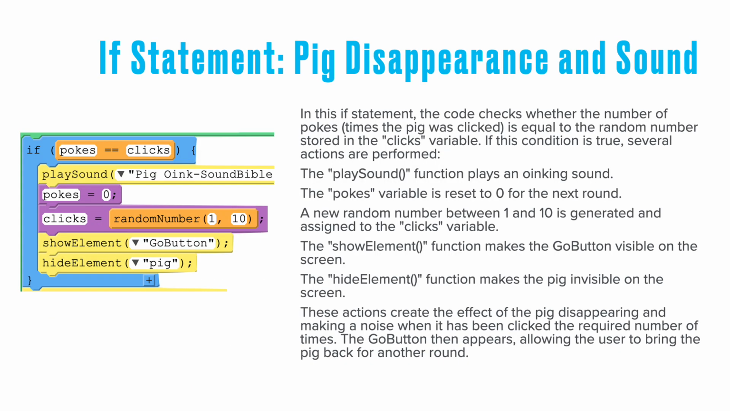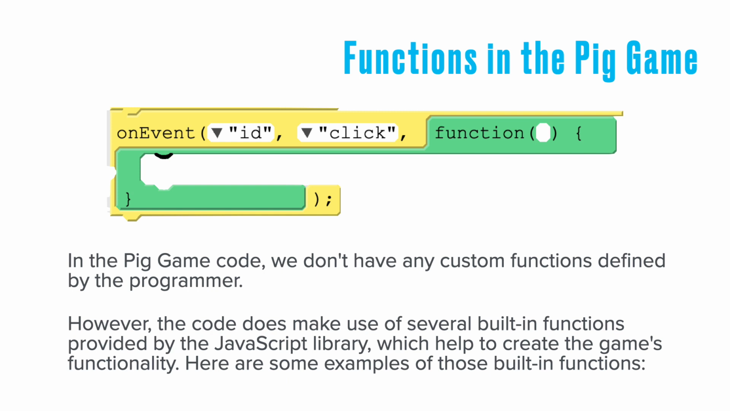Now, let's explore the magic behind the pig's disappearance and sound. The code checks if the number of pokes, the times the pig was clicked, matches the random number in the clicks variable, and then several actions happen. The pig will oink, the pokes reset, a new random number is generated, the go button appears, and the pig vanishes. This creates a fun, dynamic game experience.